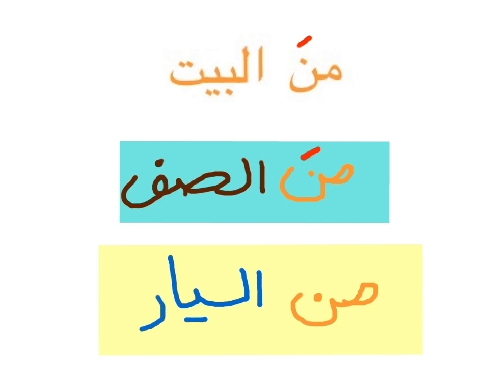Another example with min is min al-saf. It is difficult to say min saf, therefore we add fatha to make pronunciation easier. So we say min as-saf. Another example is min as-sayyara. Again, we add fatha to min to make the pronunciation easier. So we say min as-sayyara.